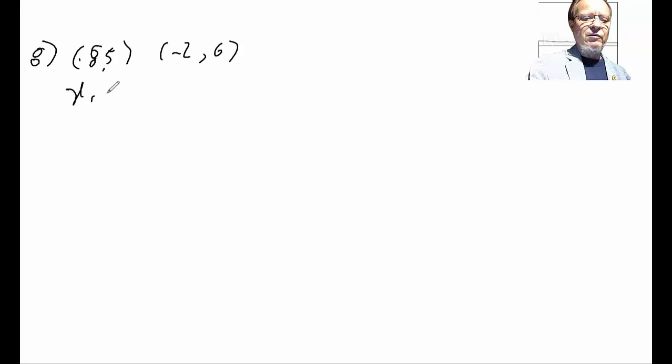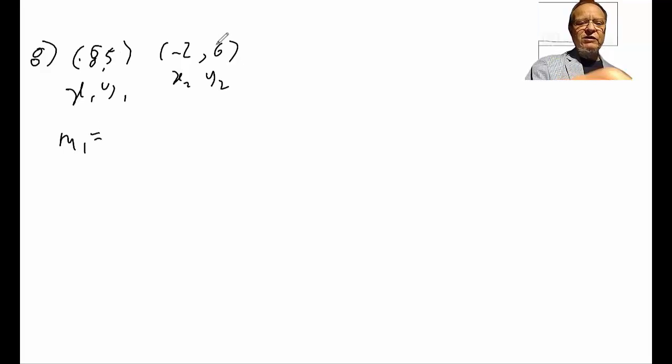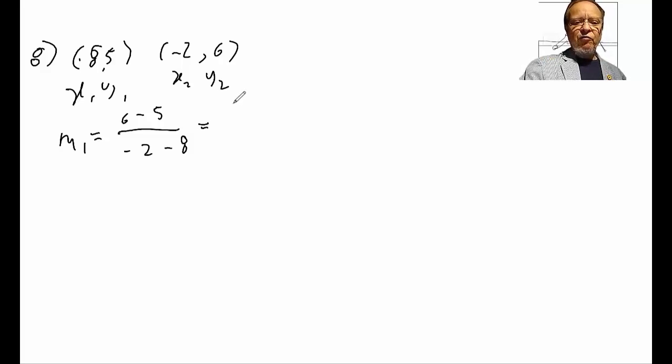So as before, I will label this x1, y1, and x2, y2. It doesn't matter which one you label 1 or 2, just so long as you're consistent, that the first one is always x1 and the second one is always x2. So I'll call it m equals 6 minus 5 over negative 2 minus 8. So that means we have 1 over negative 10, which is equal to negative 1 over 10.